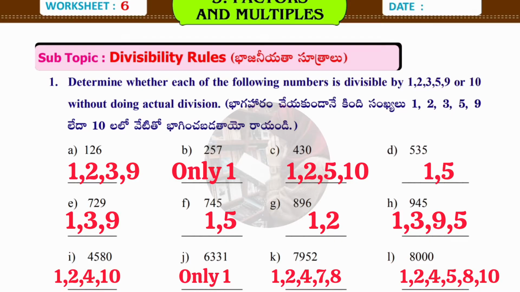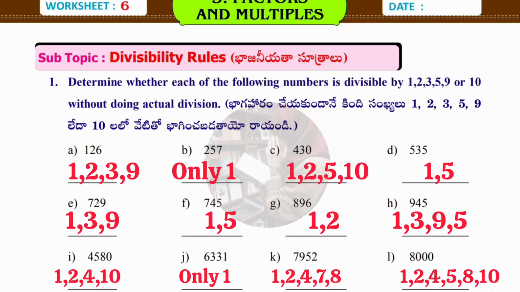Next number is 430. As we have 0 in the last digit, there is a possibility of being divisible by some numbers. Let's see, 1 will go for every number. That's why 1 is common for every number, so write down 1. Then it is divisible by 2 also. Then it is divisible by 5 also, because the last digit is 0. Then it is divisible by 10 also. So the answer is 1, 2, 5 and 10. Next, the fourth number is 535. As we have 5 in the last digit, it must be divisible by 5 itself. So 1, 5 is the answer.